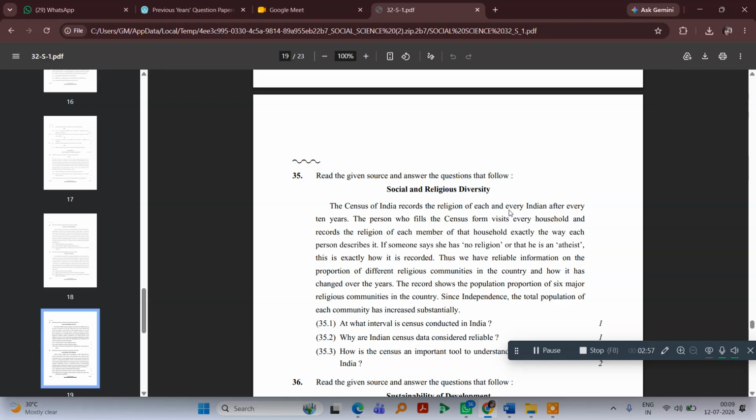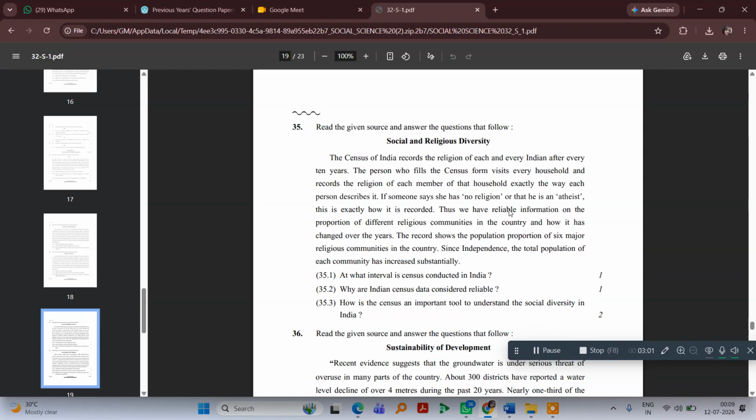You are supposed to read the given source and answer the following questions. I'm going to read this passage. This passage is with regard to social and religious diversity. The census of India records the religion of each and every single Indian after every 10 years. The person who fills the census form visits every household and records the religion of each member of that household exactly the way each person describes it.